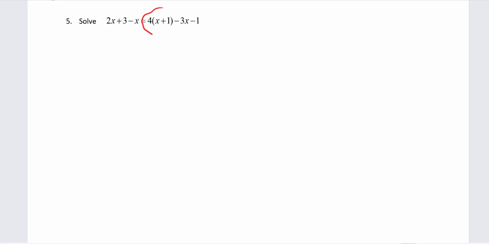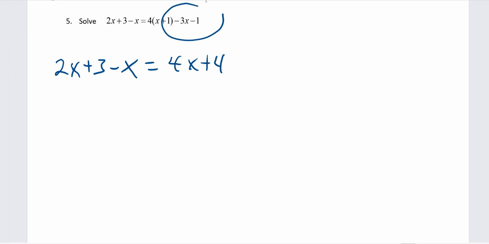So I'm going to distribute the 4 here. That's going to give me on the left 2x plus 3 minus x. On the right, 4x plus 4. And I still have the minus 3x and the minus 1. Okay, I got rid of the parentheses.